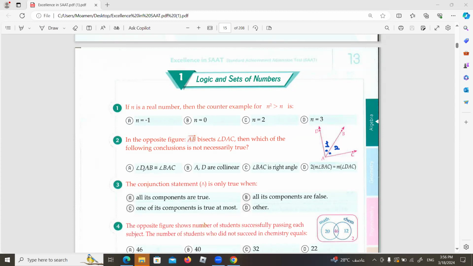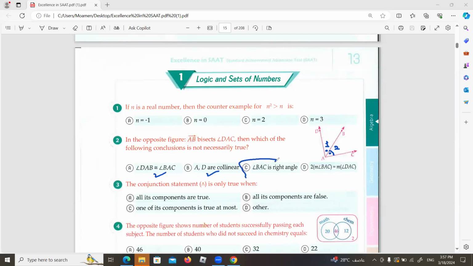Pay attention. Measure of angle DAB congruent to measure of angle BAC? It is satisfied because angle 1 is equal to angle 2, so angle 1 is congruent to angle 2, so it's right. Okay, A and D are collinear. It means A and D are on the same line, so it's right from the drawing. Measure of angle BAC is right. Angle 2 is right? It's not necessary. It can be right or not right.